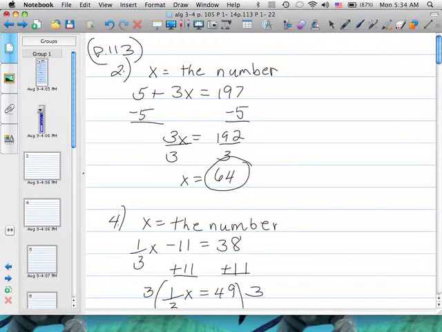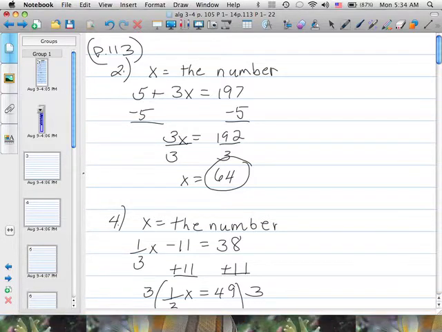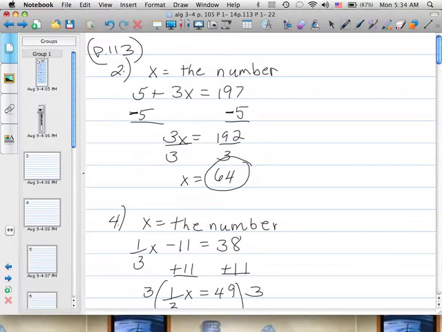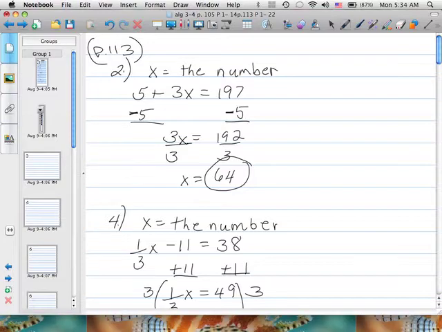Now turn to page 113. We're doing problems 1 to 22. So the even number 2 says solve each problem using a 5-step plan to help you.